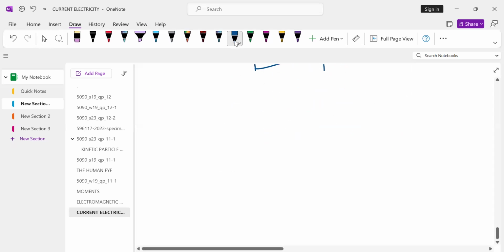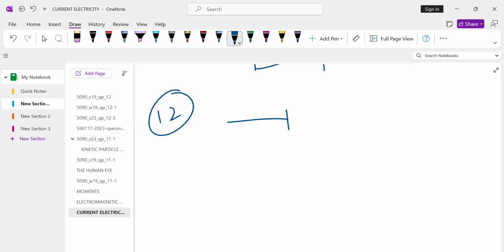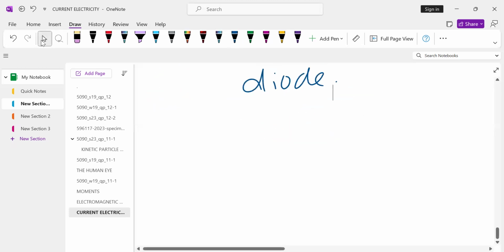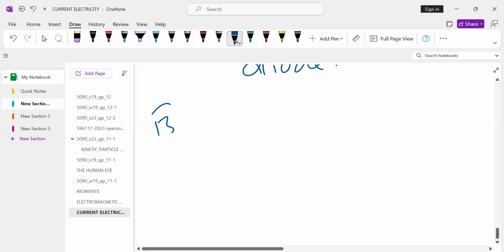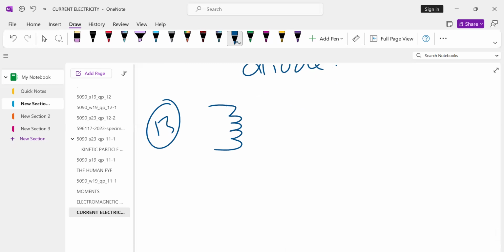Then we have a diode, the 12th one. So this is a diode. The 13th one is a transformer. So this is the symbol of a transformer.